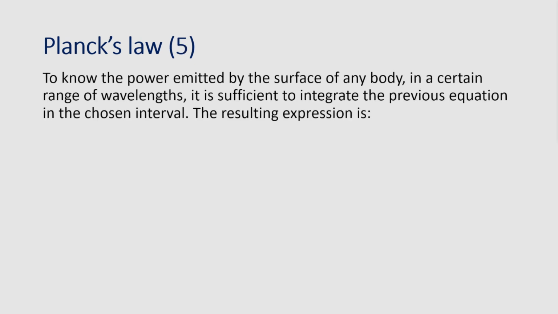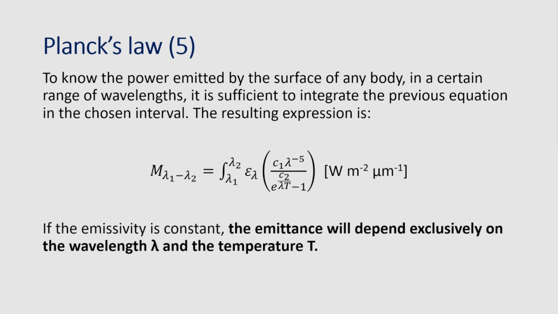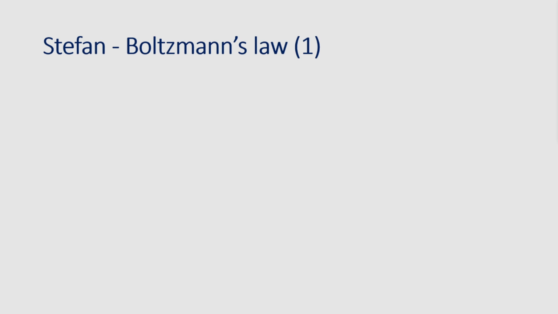Planck's law, 5. To know the power emitted by the surface of any body, in a certain range of wavelengths, it is sufficient to integrate the previous equation in the chosen interval. The resulting expression is: if the emissivity is constant, the emittance will depend exclusively on the wavelength lambda and the temperature T.